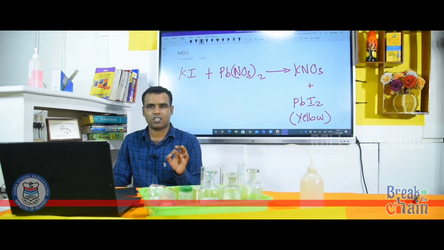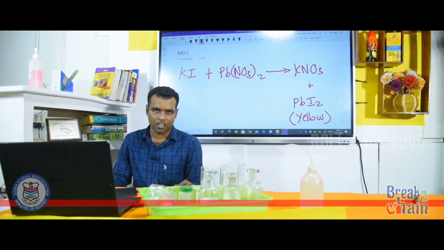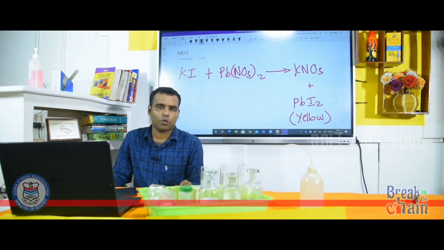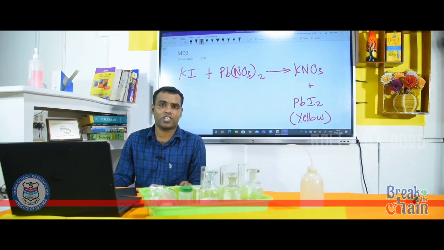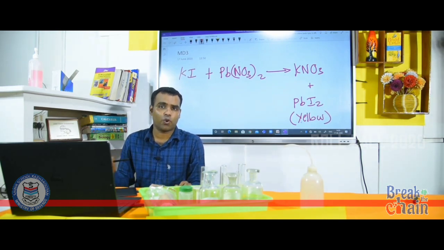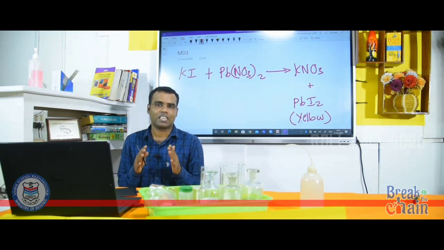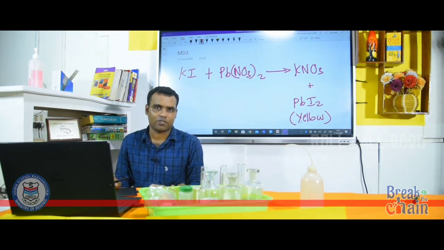So, the first sign that you could observe during a chemical reaction is that there may be a change in color. Once again I remind you, it is not true for all chemical reactions. In certain chemical reactions, there is a change in color.